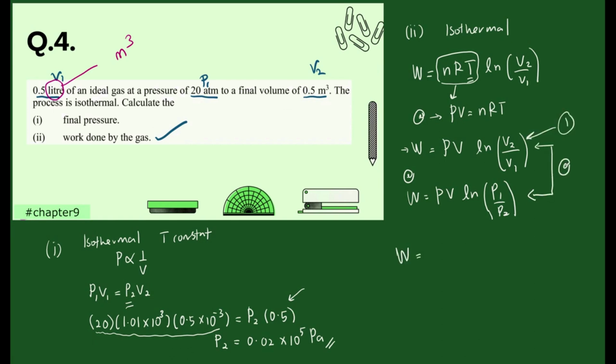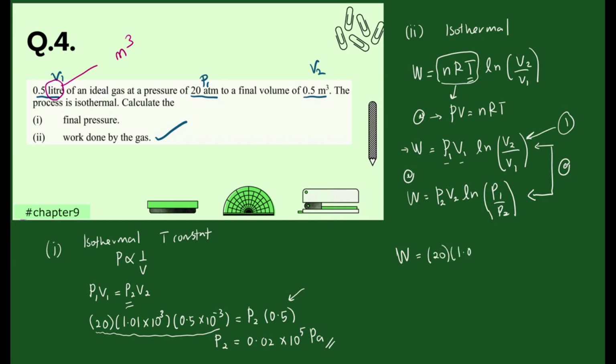So work done is equal to, if you want to use P1, here's supposed to be V1. If you want to use P2, here's supposed to be V2. So it's up to you. We have found out all the values. So I use P1 V1. So it's going to be 20.